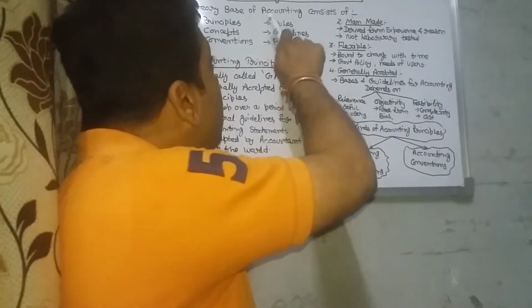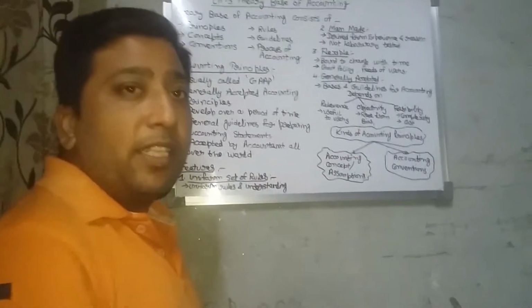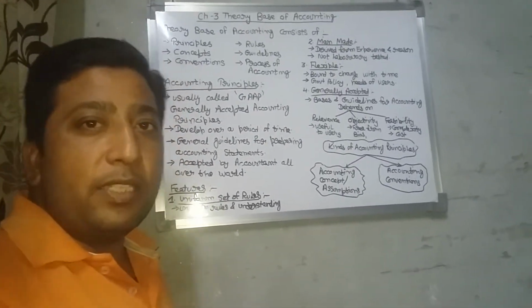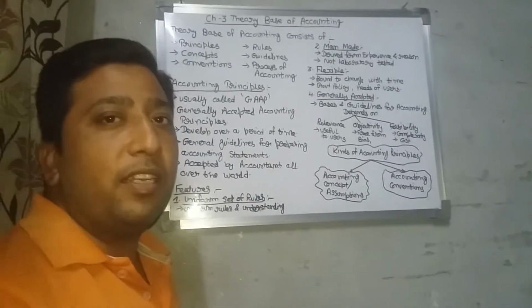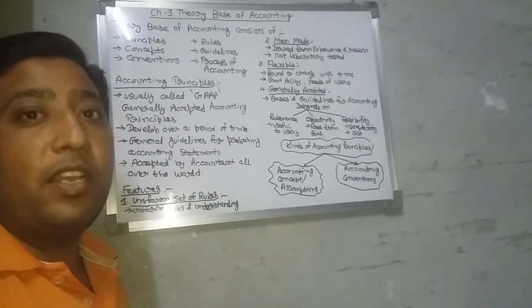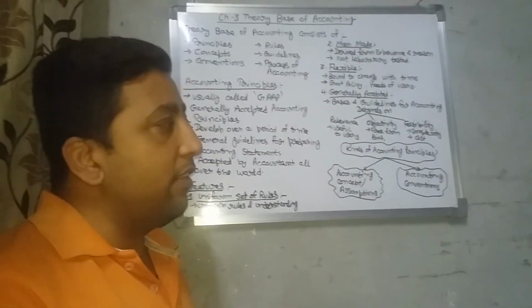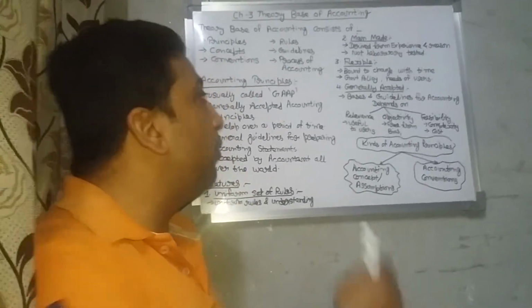So, theory base of accounting consists of, first, principles, the principles which are applicable all over the world. The accountants have to follow these principles and then prepare accounting information, because everyone needs accounting information, like the users. It is necessary for accounting statements, for accounting information.